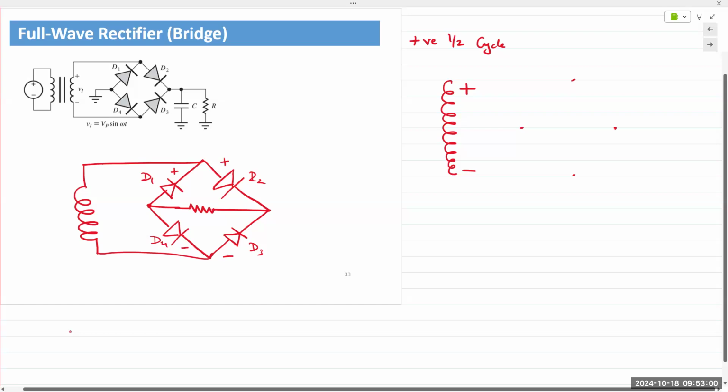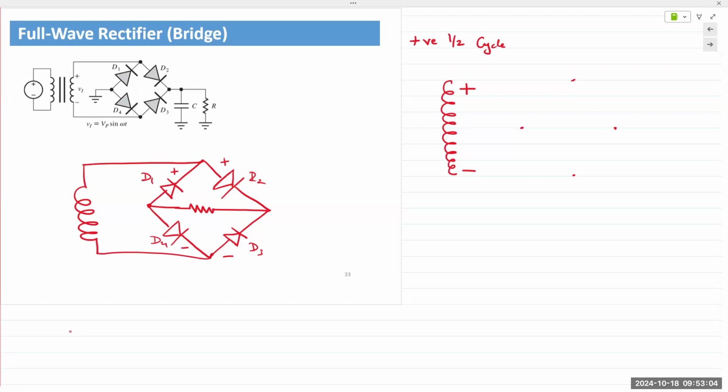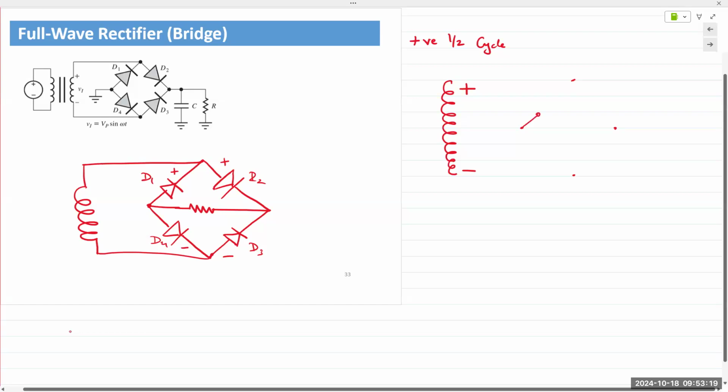Which diodes are on and which are off? D1, on or off? D1 is off. How about D2? On. So replace this with an open circuit. Replace this with a short circuit.